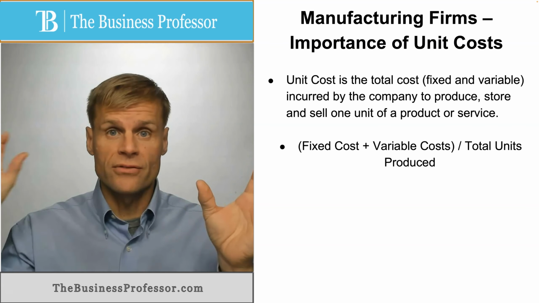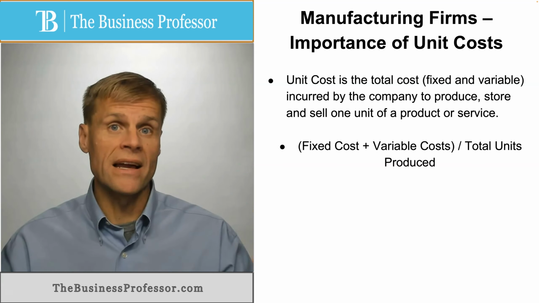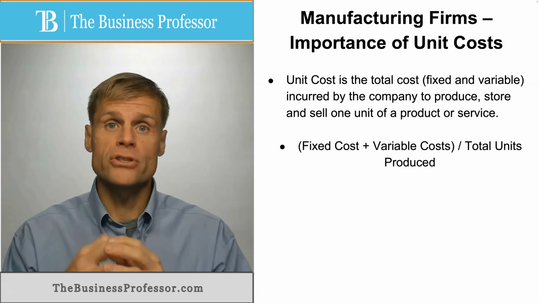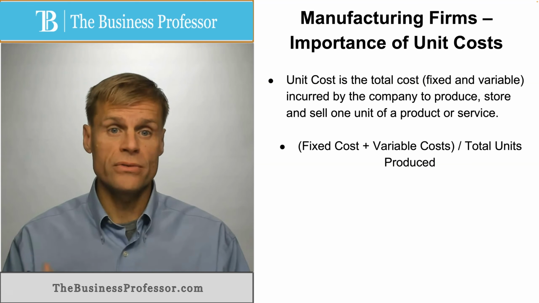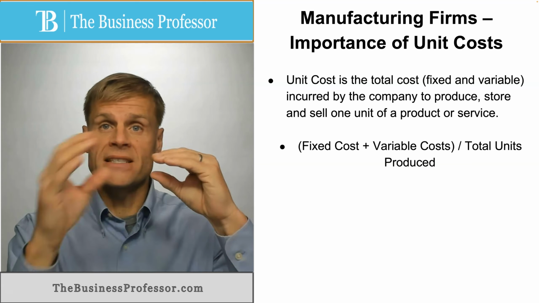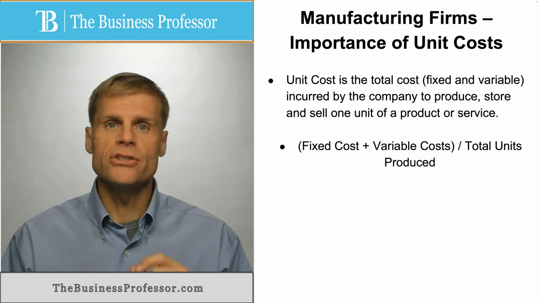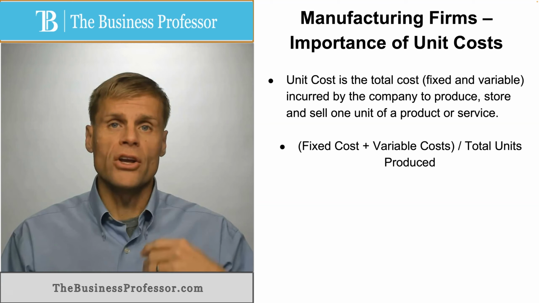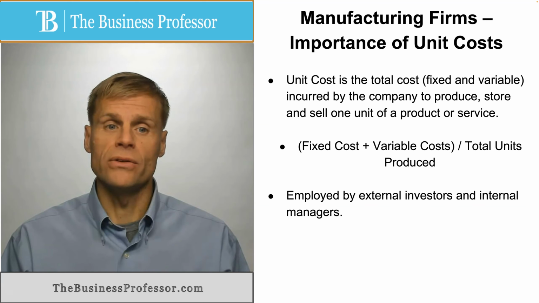So collectively, all of the variable costs added together for a certain level of production, you add those to the fixed cost. Then you take the total number of units that you produced and divide fixed and variable costs by those total units produced, and that's going to give you your individual unit cost. So you understand exactly what went into producing that one unit in terms of cost.